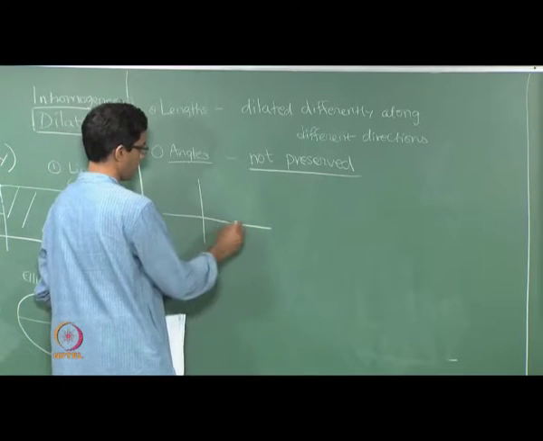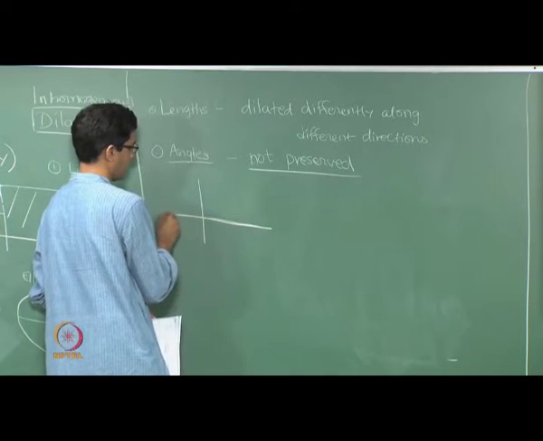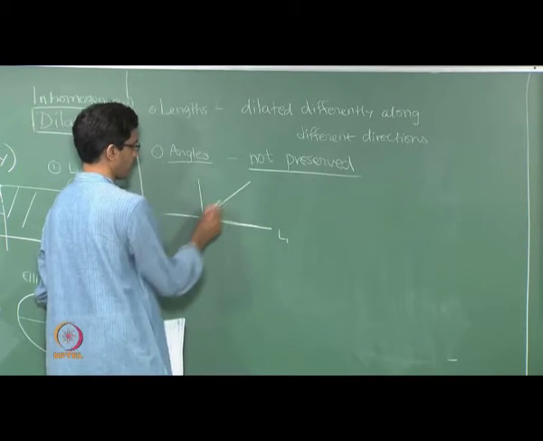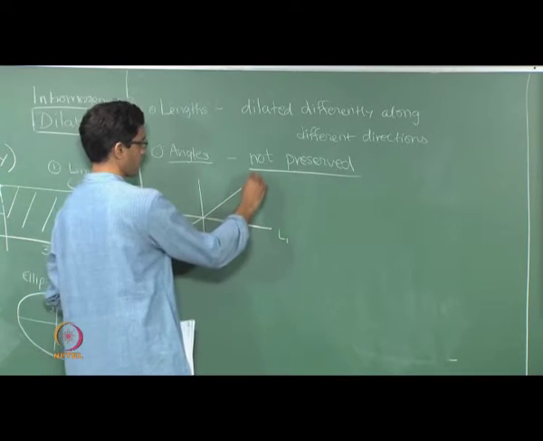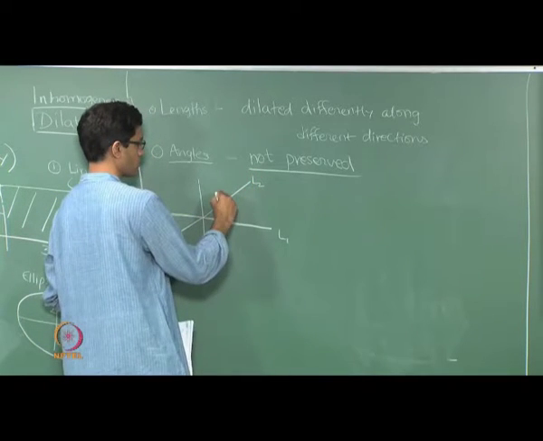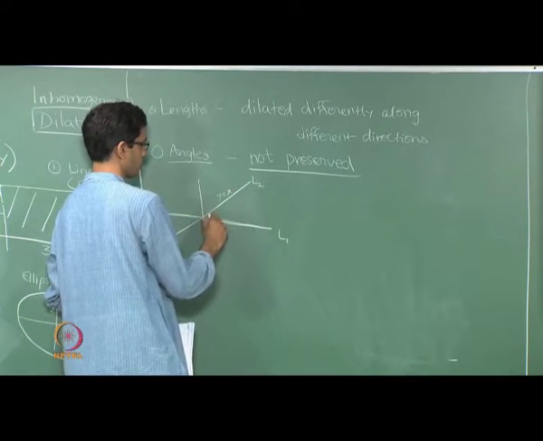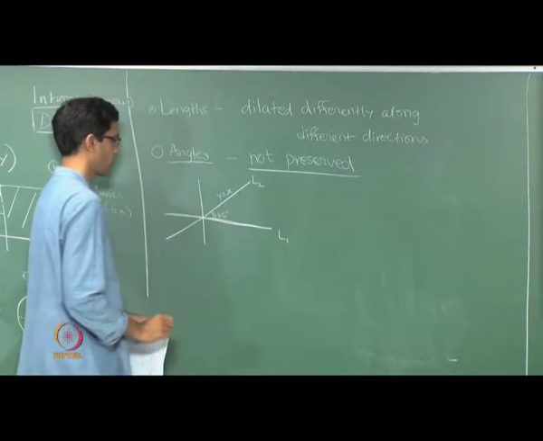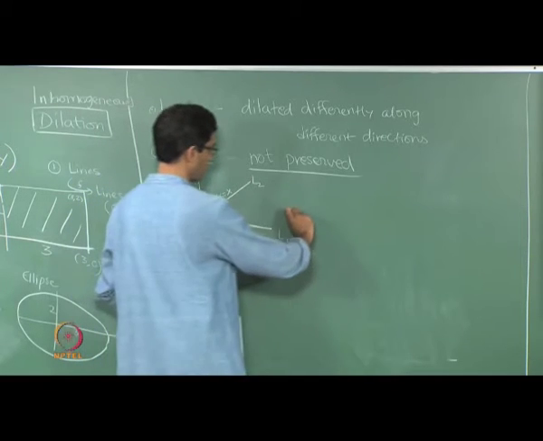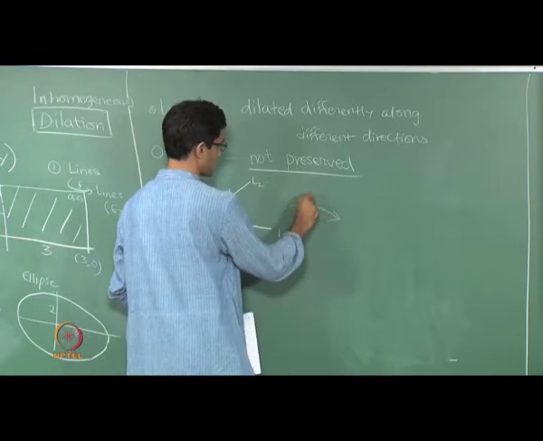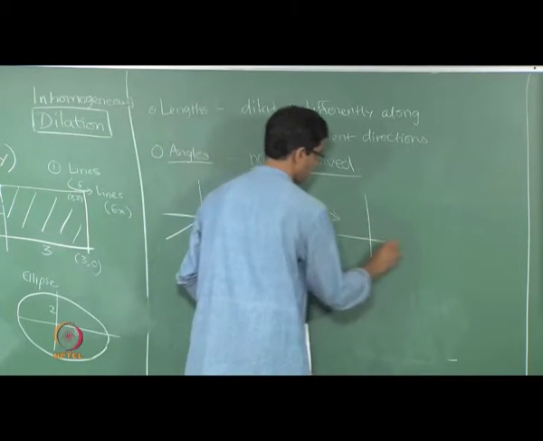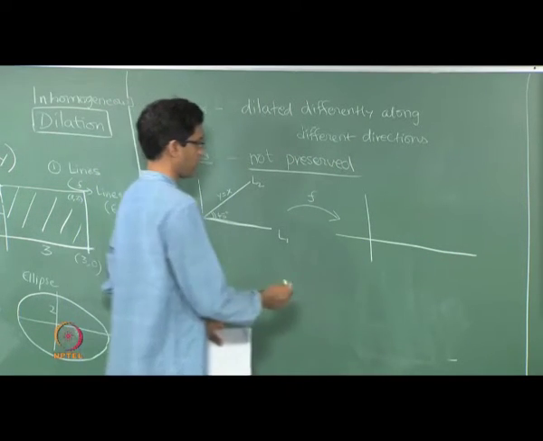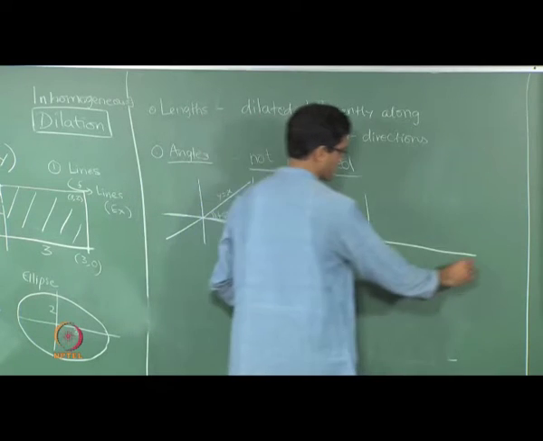So here is an example. Let us take the line, just the x axis, that is one of the lines, and let us take the line y equals x as the line L2. So that makes a 45-degree angle. So here is a 45-degree angle between the lines L1 and L2. And now if you figure out what happens to these two lines under this inhomogeneous dilation, so L1 just maps back to L1. So I am just going to tell you the answer, check that this is in fact correct.